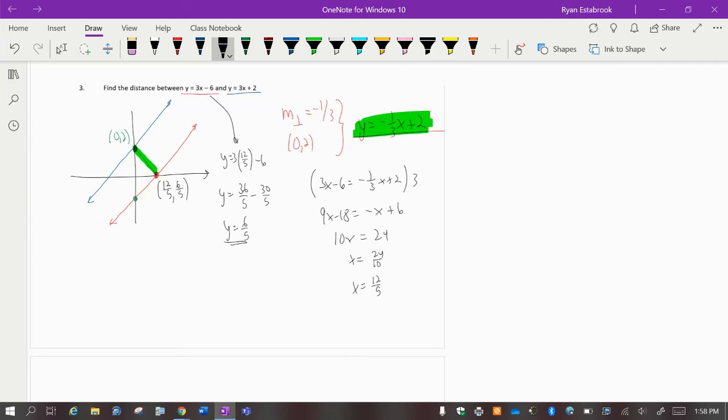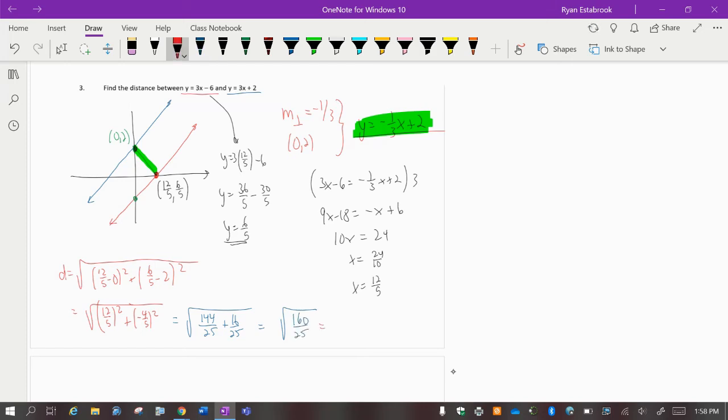So if we can find the distance between those 2 points, that's going to be the perpendicular distance between those 2 lines. So distance formula: 12/5 minus 0 squared plus 6/5 minus 2 squared. So 12 over 5 squared. 6 over 5 minus 10 over 5 would be negative 4 over 5 squared. When we square those, square the numerator and the denominator, so that's 144 over 25. This is 16 over 25, so it's the square root of 160 over 25.